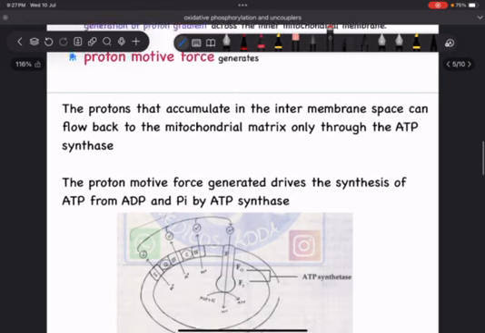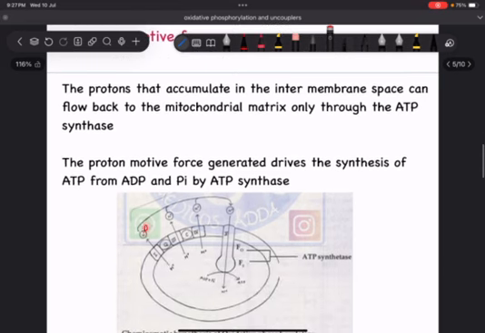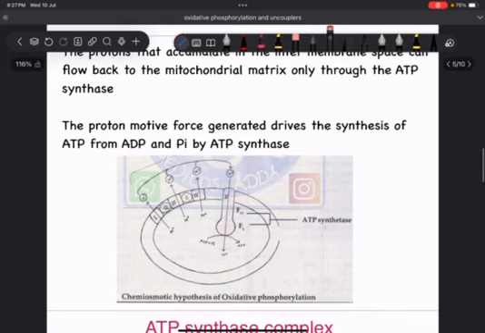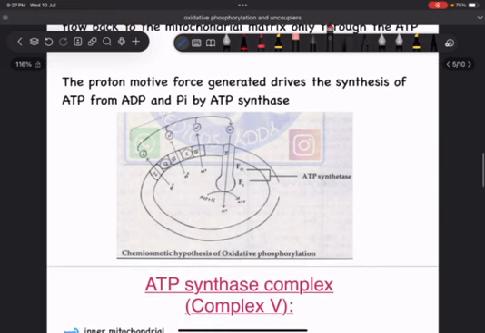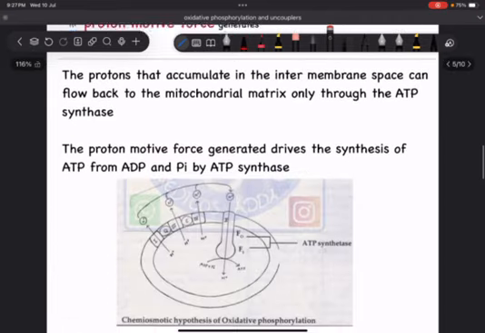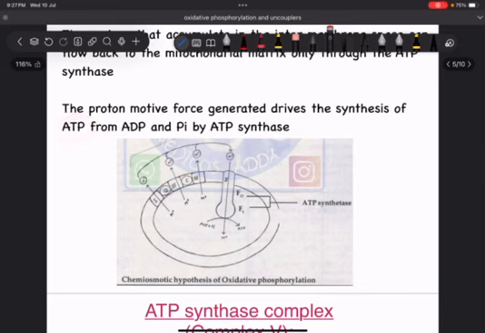The protons that accumulated in the intermembrane space can flow back to the mitochondrial matrix only through complex 5. This complex is called the F0 F1 complex or the ATP synthase complex or complex 5. So the proton motive force is generated as a result of the proton gradient. That is, the proton gradient results in the synthesis of ATP, ATP synthesis from ADP and inorganic phosphate by the enzyme ATP synthetase.